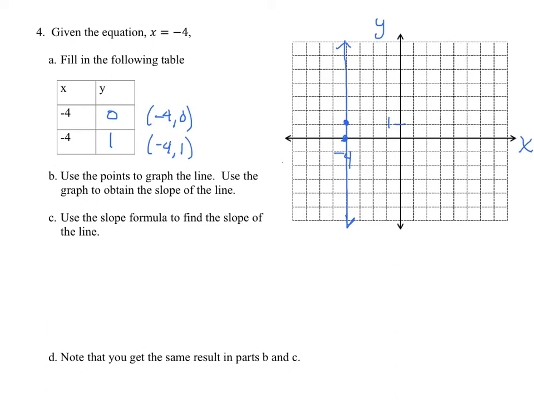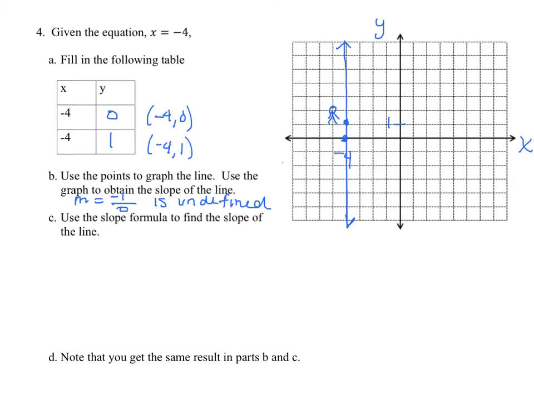Now, let's use the graph to get the slope. I'm starting here. I'm going down 1, but no right or left. We can't divide by 0. This is undefined. The slope is undefined. Now we're going to use the formula to get the same result.